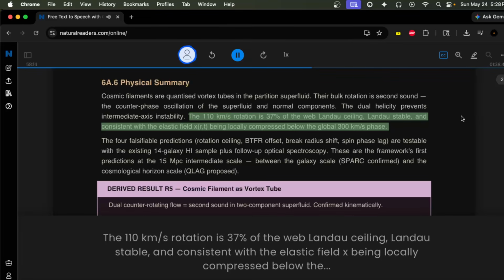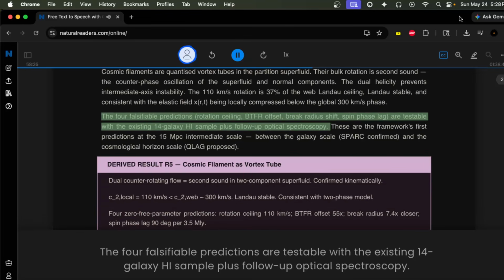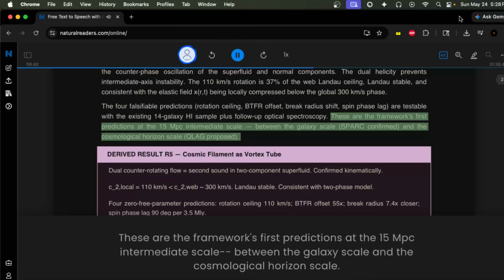The 110 km per second rotation is 37% of the Webb Landau ceiling, Landau stable, and consistent with the elastic field X being locally compressed below the global 300 km per second phase. The four falsifiable predictions are testable with the existing 14 galaxy high sample plus follow-up optical spectroscopy. These are the framework's first predictions at the 15 mpc intermediate scale, between the galaxy scale and the cosmological horizon scale.